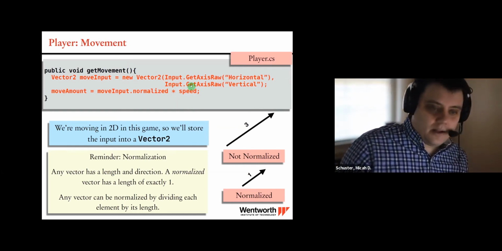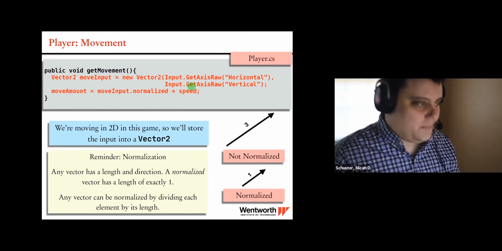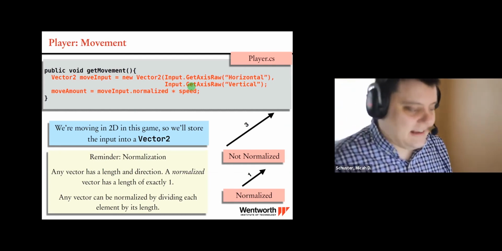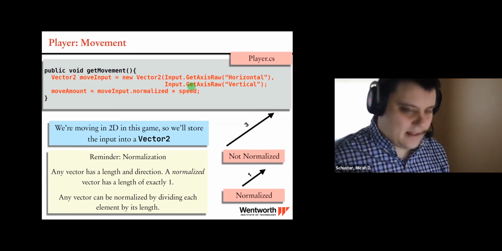Any vector can be normalized. If you're using a game engine that doesn't have a normalized function that you can call, it's just dividing each element by the length. So you compute the length of the vector and take each element and divide it by the length.